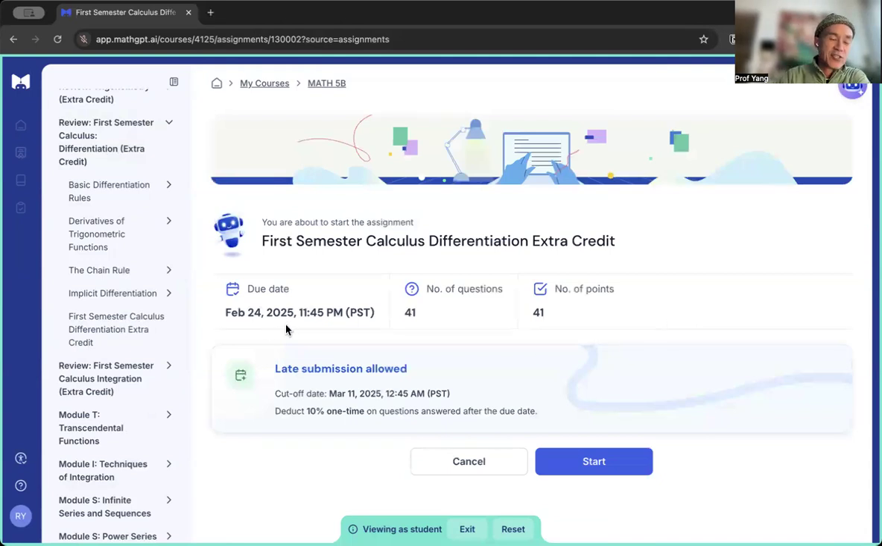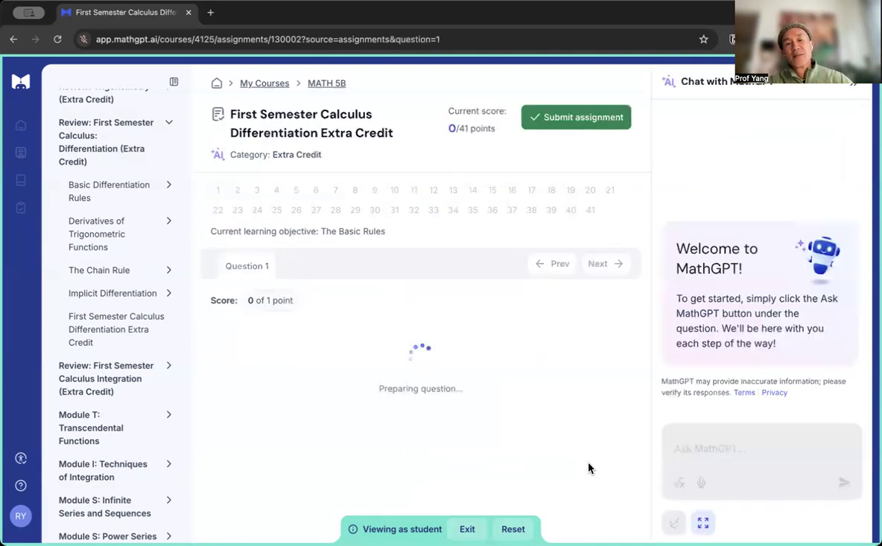If you look at this, it's actually due February 14th, but we accept late work up through 2 weeks later. So that would be March 11th. And you lose 10% on all the questions that you answered late. So the questions you answer on time, you get full credit. The questions that you answer late, you get a 10% deduction. Okay. So I'm going to click start to start this assignment.